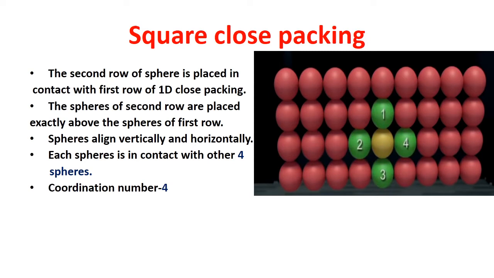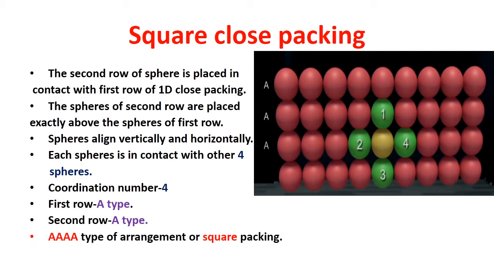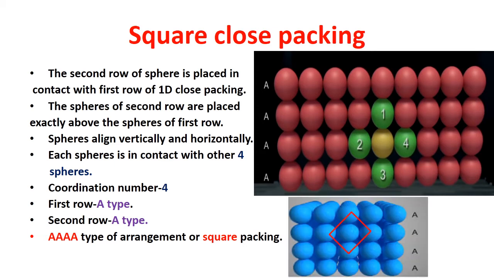If we call the first row A type, then the second row being exactly the same as the first row is also called A type. If we keep on placing such similar rows one above the other, then such an arrangement is known as AAA type of arrangement, or also it is known as square packing.